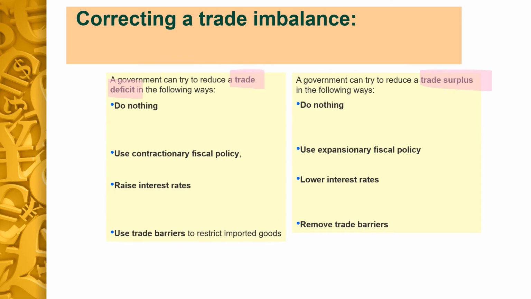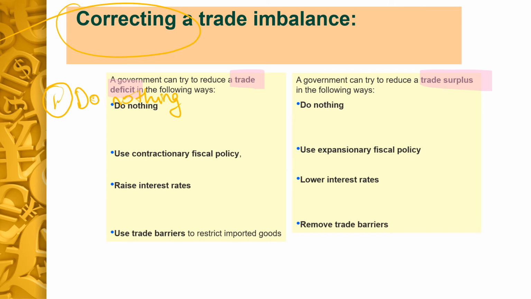Since we have a problem, as we know, for every problem there will be a solution. So I need to figure out ways of how to correct the trade imbalance. When we are having a trade deficit, what can a government do? The first thing would be it could do nothing at all because the exchange rate will depreciate, making imports more expensive.